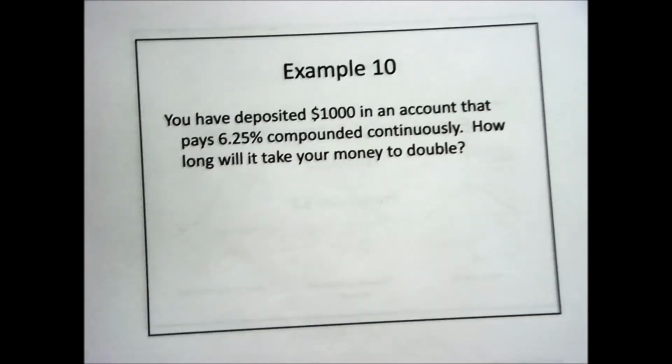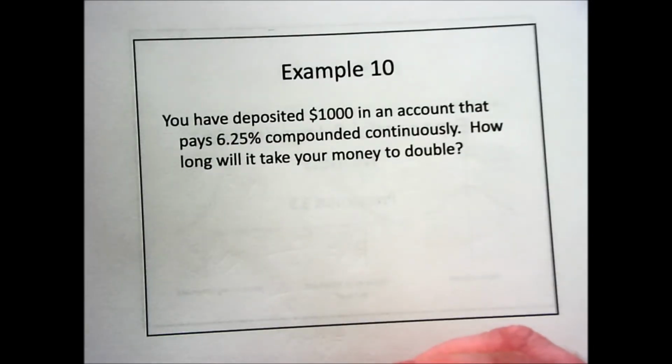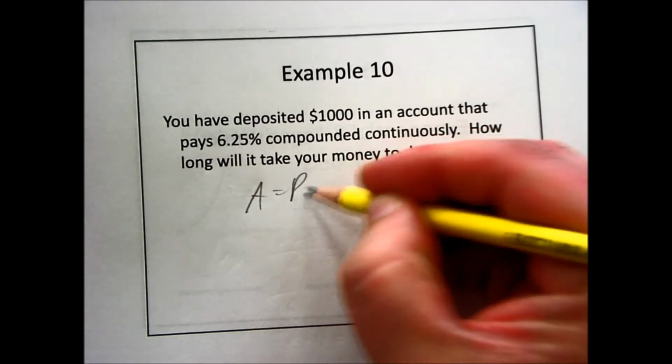For this, you have deposited $1,000 in an account that pays 6.25% interest compounded continuously. How long will it take your money to double? Where should I start? Yeah, the PERT formula. A is equal to P times e to the rt.